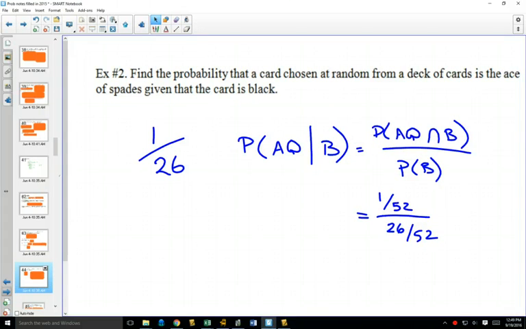Here we could look at what the formula looks like. We want to find the probability of the ace of spades given it's black. What is the chance of getting the ace of spades and black? There's only one out of 52 cards that's the ace of spades and black. And the probability of getting a black card is 26 out of 52. Again, for these intuitive ones, you probably wouldn't go to the formula. You would just think about it and figure it out.